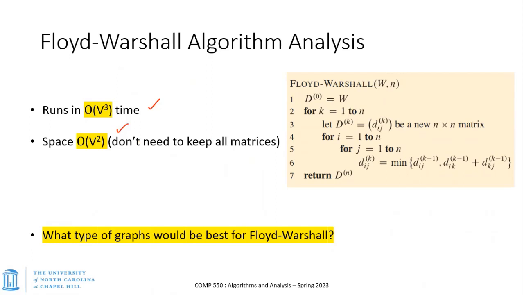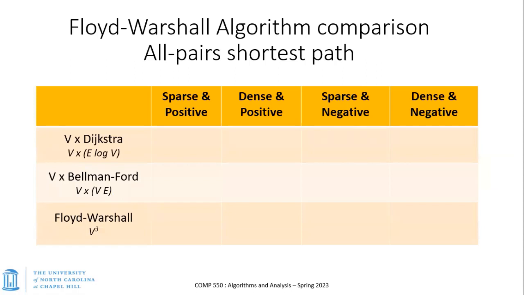Now, how do you think this compares with a brute force method in which we used either Dijkstra or Bellman-Ford, applying the single source algorithm and repeating it for all the V vertices? Which one would you think is better? Remember, Dijkstra did E log V, Bellman-Ford did V times E, and Floyd-Warshall seems to be doing V cube.